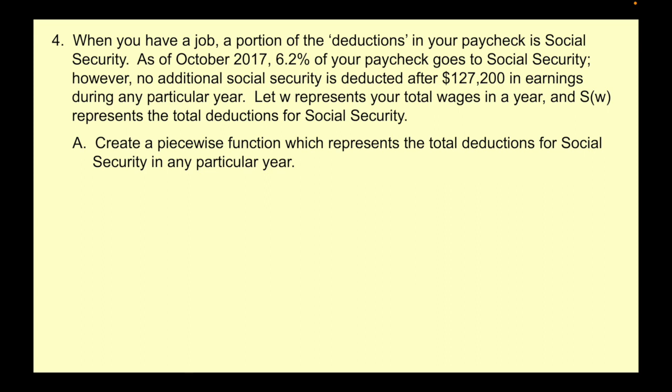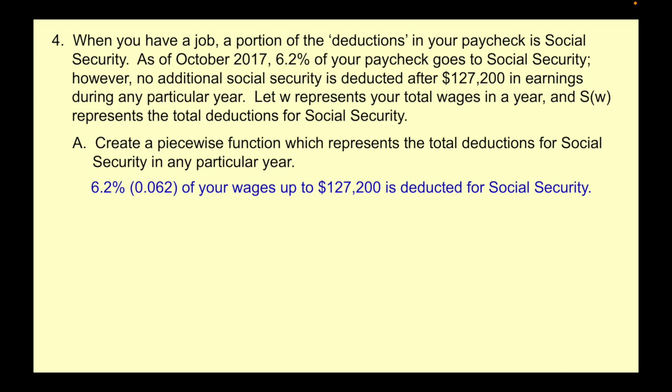And we're creating this piecewise function again. So again, we want to think about how many different scenarios we have here. We really have 2. We have one that happens before and up to 127,200, and then we have a condition for after that. So when we talk about our first one, it's 6.2%, which we're going to treat as a decimal, 0.062, of your wages up to 127,200.